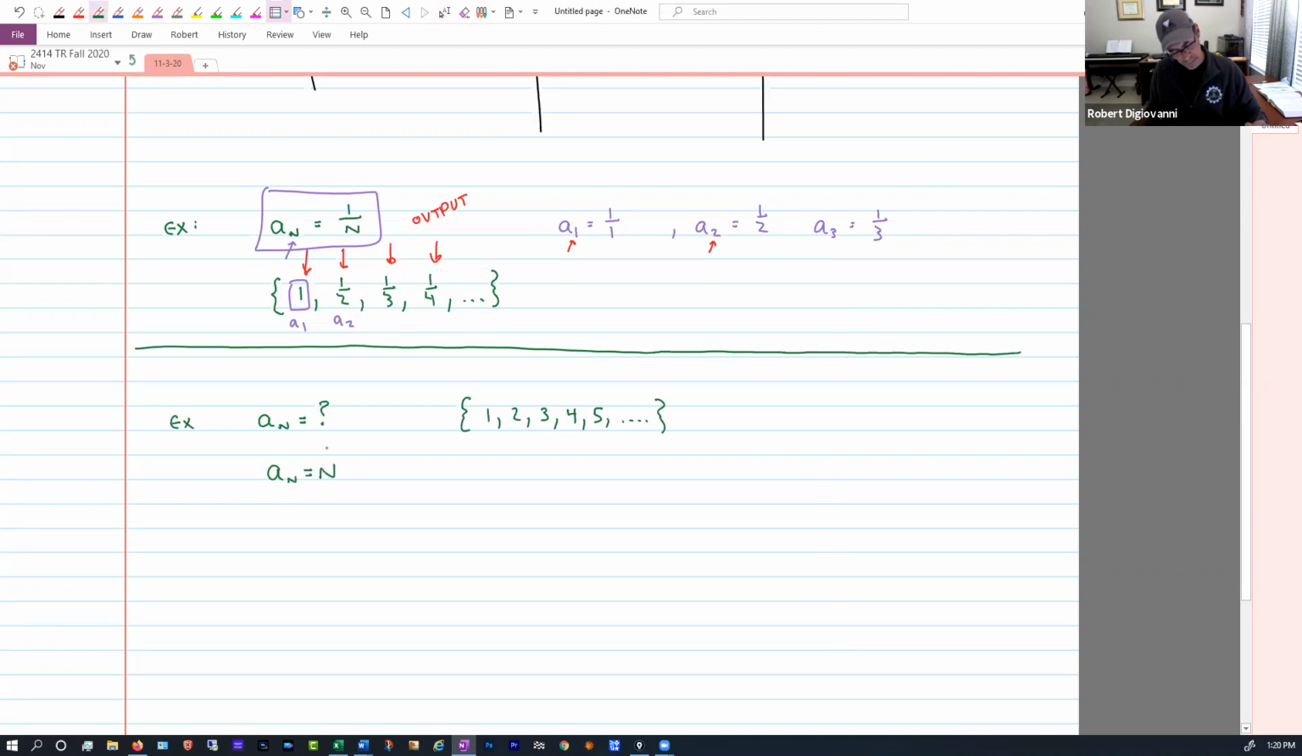equals n. So if I plug in 1, it spits out 1. If I plug in 2, it spits out 2. If I plug in 3, it spits out 3, right? There you go.